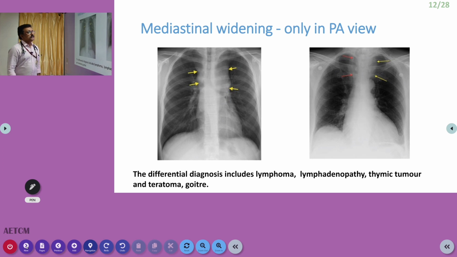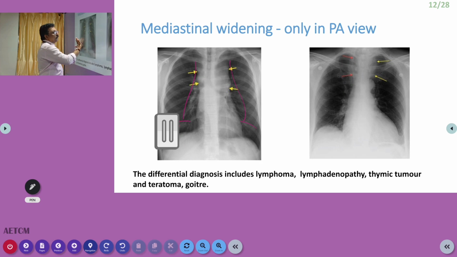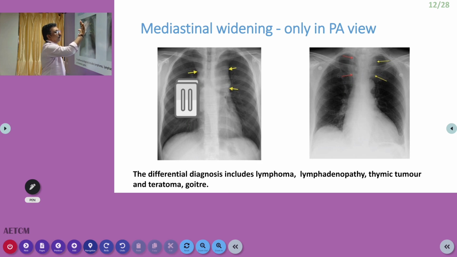Here, what happens is in chest X-ray, we are seeing only the PA view. In AP view, we should never comment about the heart or mediastinum, because I have already told you the diaphragm may go up when you are lying down. That can enlarge the heart. So never comment on the heart or cardiomegaly on AP view.